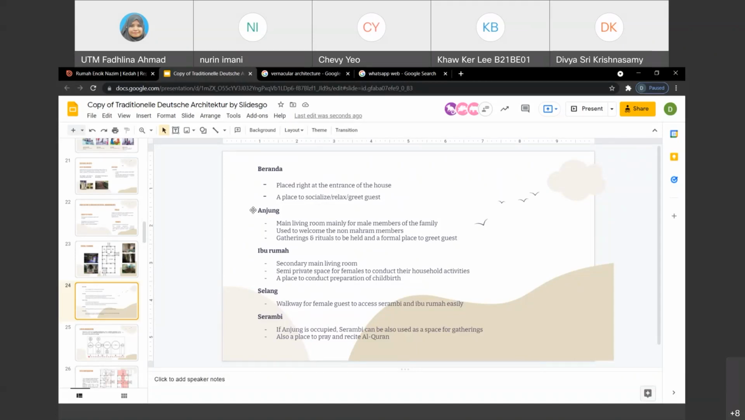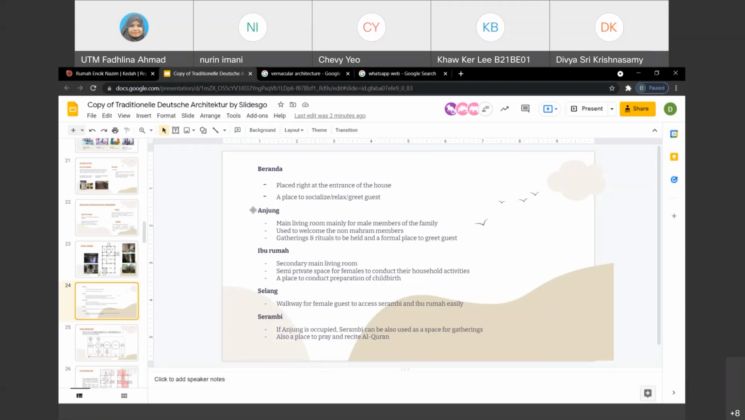And the next one is the Ibu Rumah. Ibu Rumah is the secondary main living room. It is a semi-private space for females to conduct their household activities, and also a place to conduct the preparation of childbirth. And the next one is the Selang. Selang is a walkway for the female guests to access Serambi and Ibu Rumah easily. And the next one is Serambi.